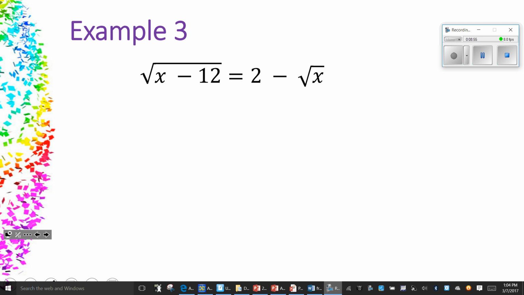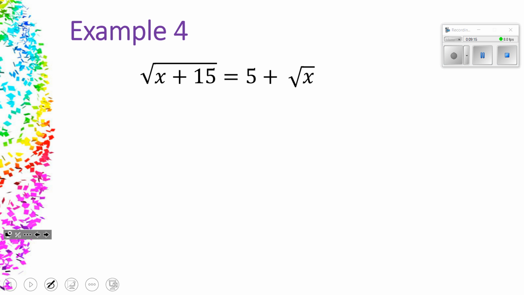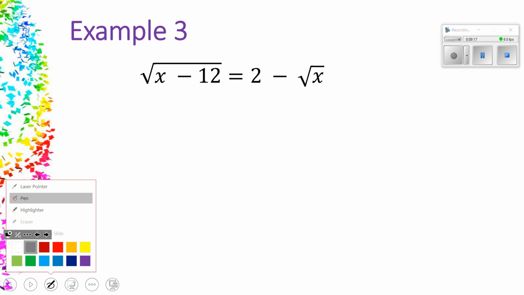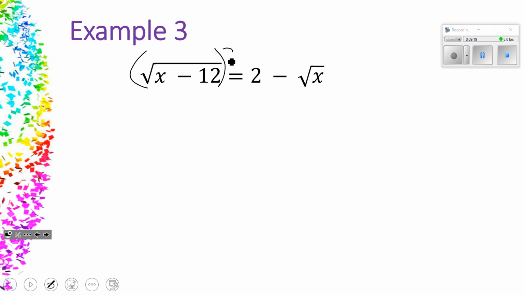You've got to isolate one. Do I have one of the radicals isolated? Yes. So we can get rid of this one first. That does not mean this one's going to go away. Okay, do you understand that? So first things first, I'm going to get rid of one. Then I'm going to work to isolate the second one. Then I'm going to get rid of it. So let's square on both sides.